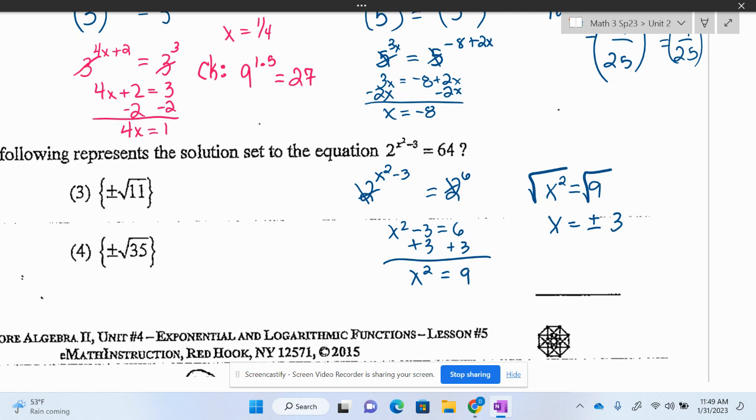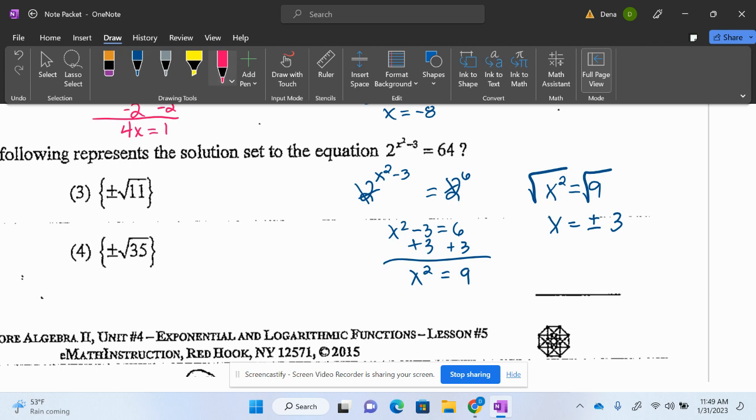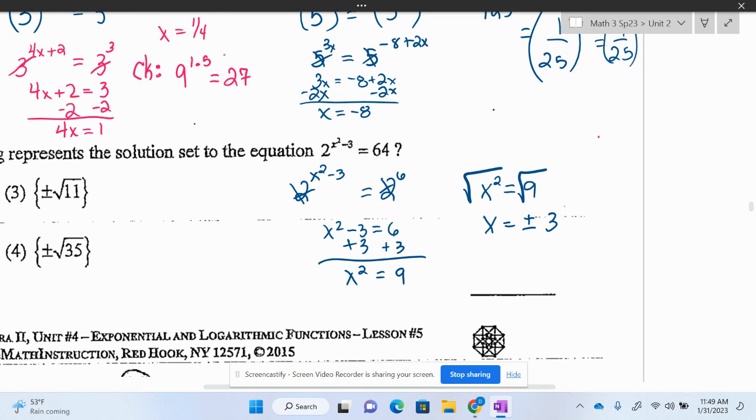And I'm going to check it really fast just because I want to make sure. So if I were just to do a real quick check on this, positive 3, let's see, 2 to the 3 squared is 9 minus 3, which is the same thing as 64, 2 to the 6. So it works when I use the positive 3. What about when I use a negative 3? What is negative 3 times negative 3? It's positive 9 minus 3 also equals 2 to the 6.